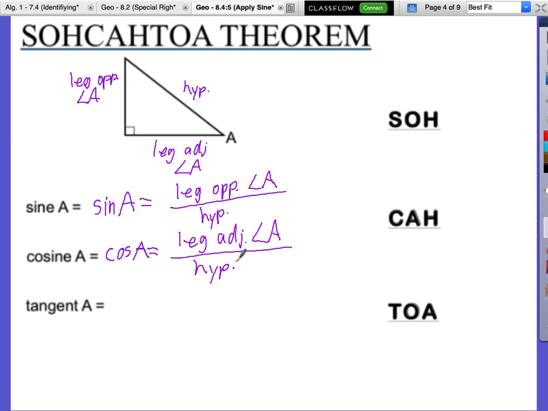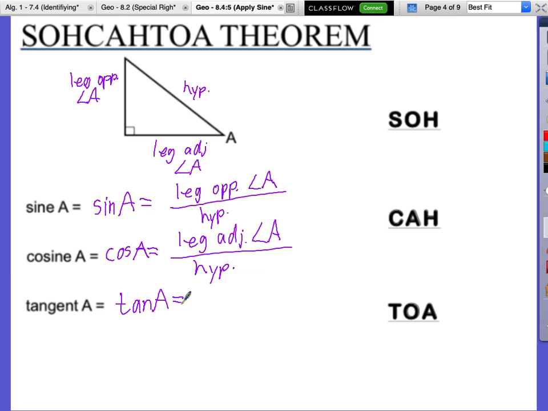Guys, let's start calculating our tangent of angle A. Tan, the third function that we're talking about. Tangent of angle A. We can abbreviate it TAN. You do not pronounce it tan though. You still pronounce it tangent.